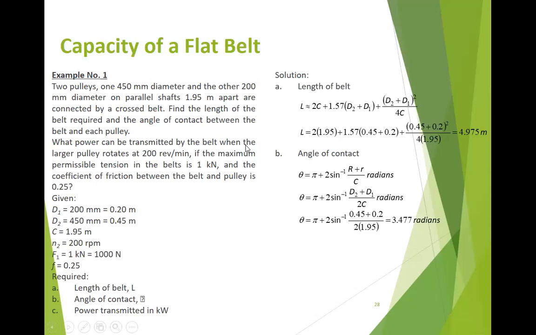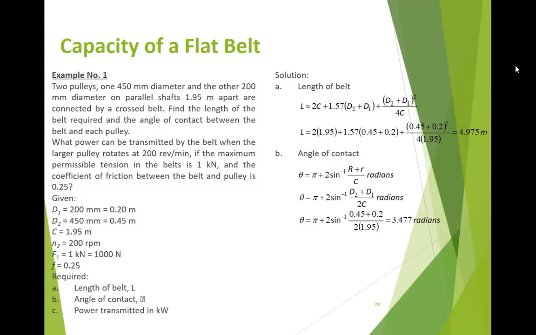Example. Sample number 1. Two pulleys, one 50 mm diameter and the other 200 mm diameter, on parallel shafts 1.97 meters apart are connected by a crossbelt. Crossbelt tayo. Find the length of the belt required and the angle of contact between the belt and its pulley. Isa lang yan. Angle of contact, si crossbelt. What power can be transmitted? What power? Pulley.